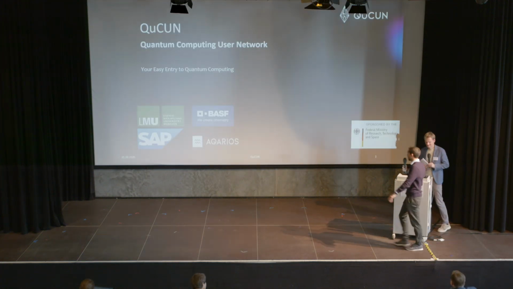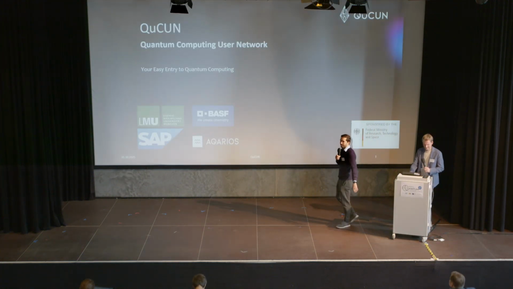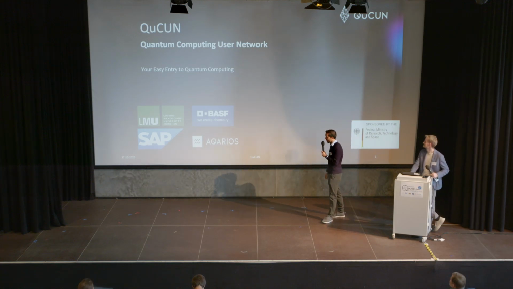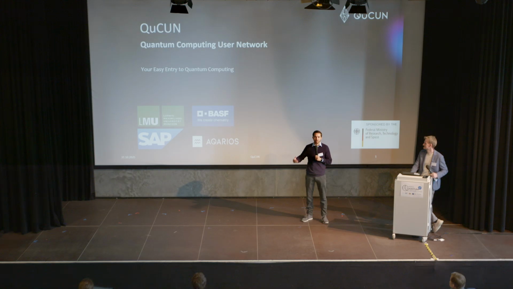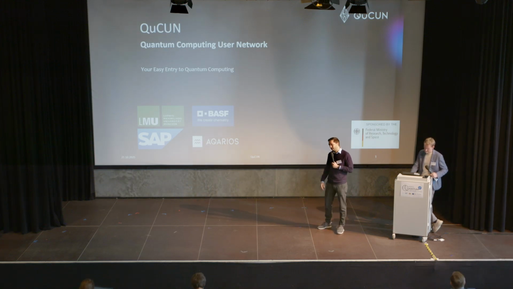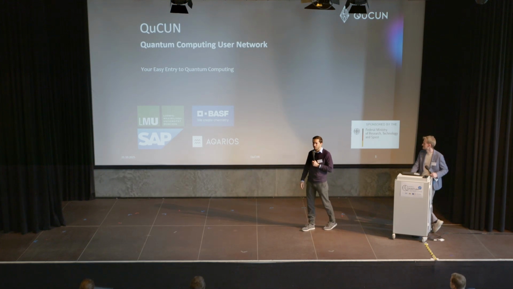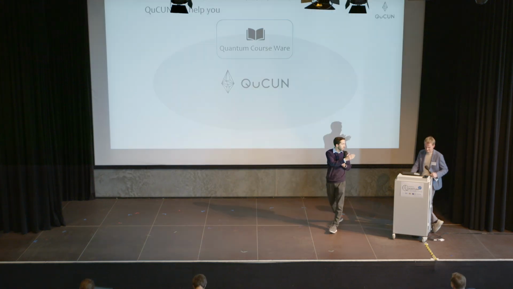Hello, everyone. My name is Tobias Rohe from the LMU Munich, and I'm happy to share with you Cocoon, the quantum computer user network. Our mission, our goal is to reduce the entry barriers for small and medium-sized companies. As you all know, funding for small and medium-sized companies for quantum is difficult, and the programs are also targeting larger companies. Together with BASF, SAP, and Aquarius, we have built this platform, developed the platform with 5 different pillars.